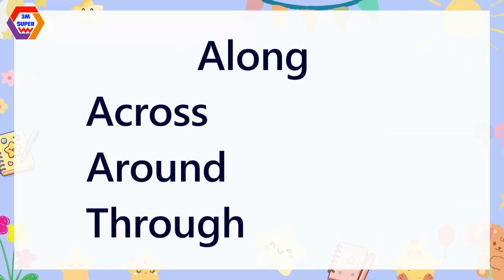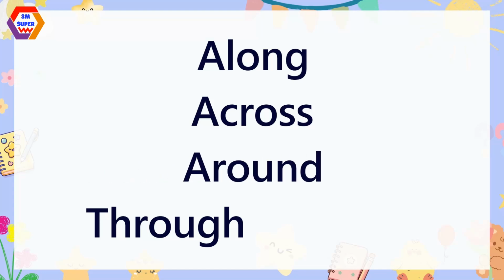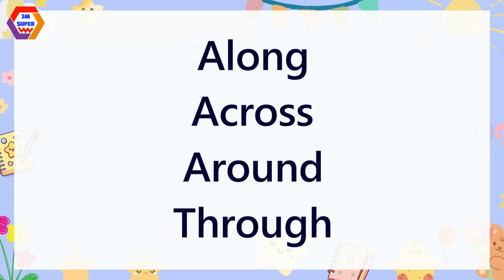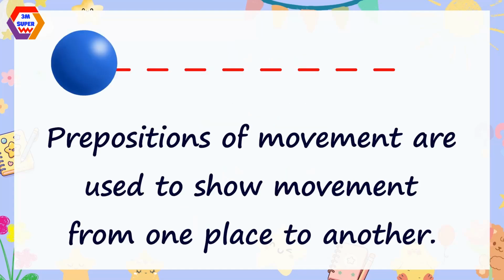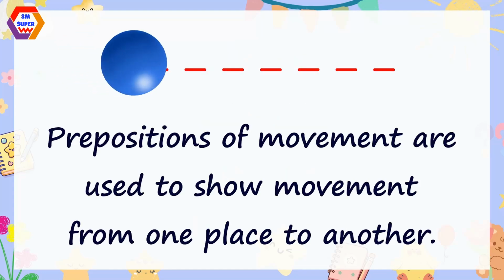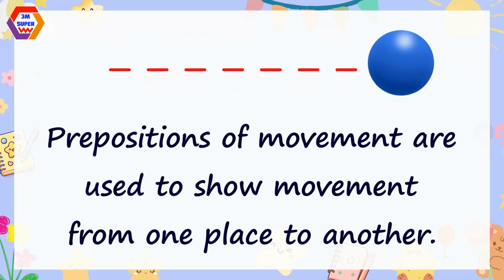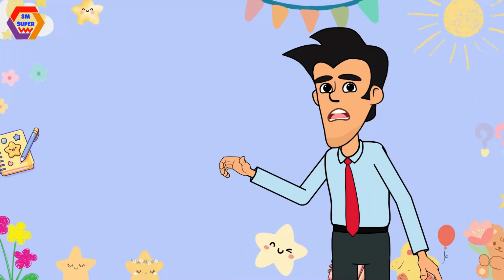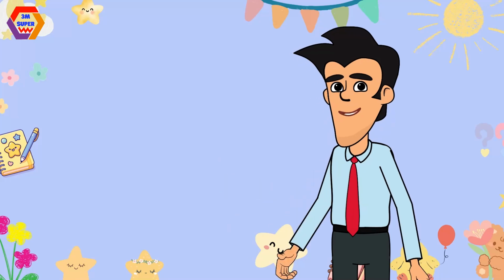The words along, across, around, and through are some of the prepositions of movement. Prepositions of movement are used to show movement from one place to another. Let's look at the 4 prepositions one by one.